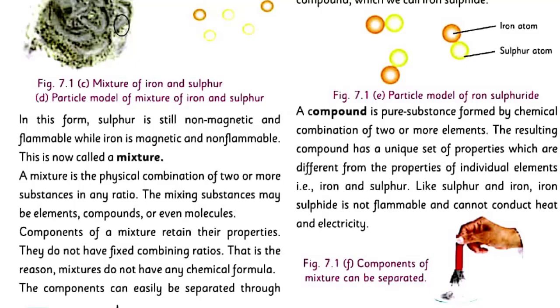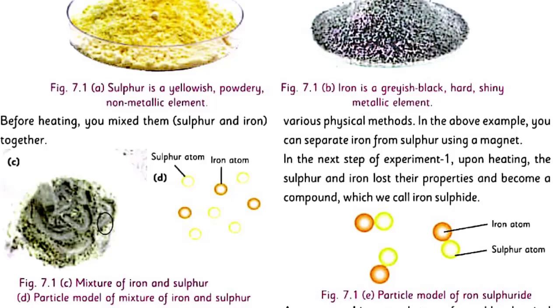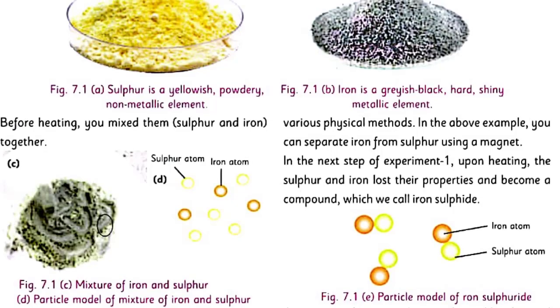A mixture is the physical combination of two or more substances in any ratio. The mixing substances may be elements, compounds, or even molecules. Components of a mixture retain their properties. They do not have fixed combining ratios. That is the reason mixtures do not have any chemical formula. The components can easily be separated through various physical methods. In the above example, you can separate iron from sulfur using a magnet.